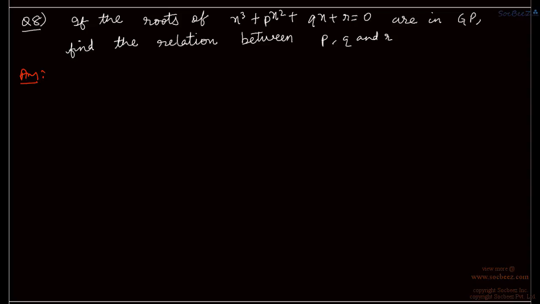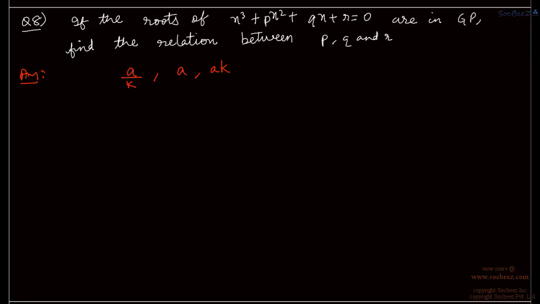This is a very general question. Usually one of these questions does come from polynomial expressions, because this GP or AP, usually the GP one comes. But anyway, I'll write the roots in a slightly different way now. I'll write them as a by k, a and ak. Had it been a quadratic equation, I would have written a and ak. But here I'll write a by k, a and ak. Right? So let's write down all the formulas here.